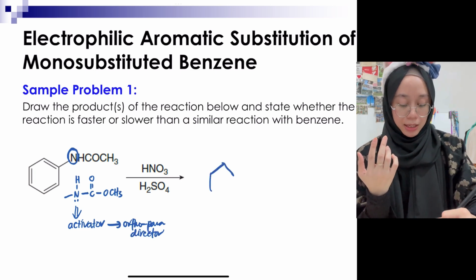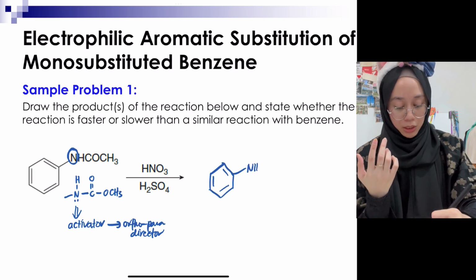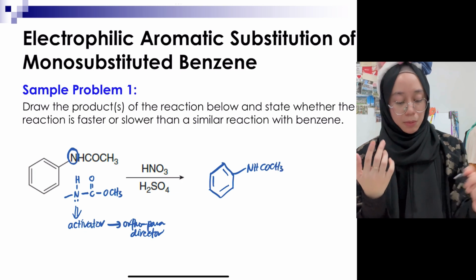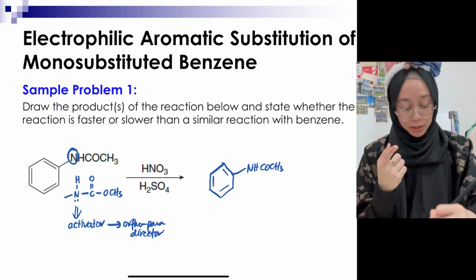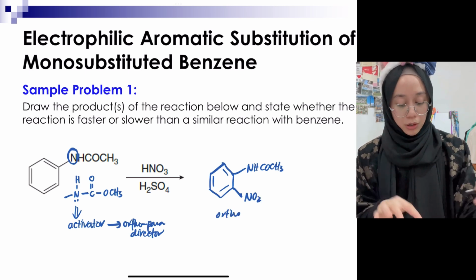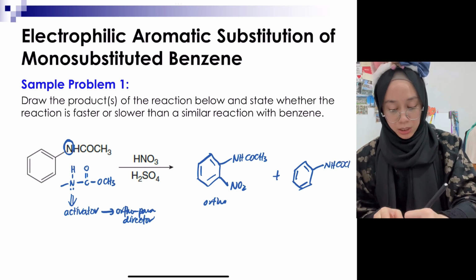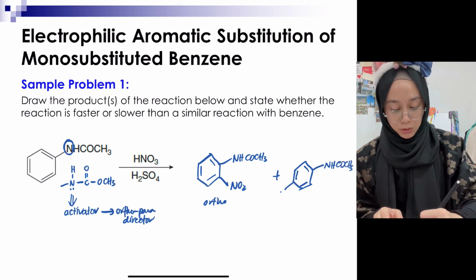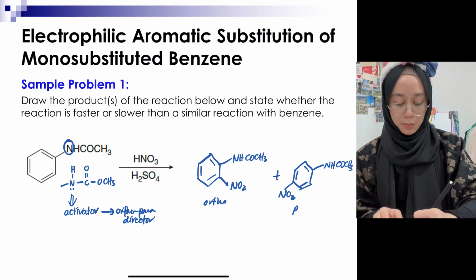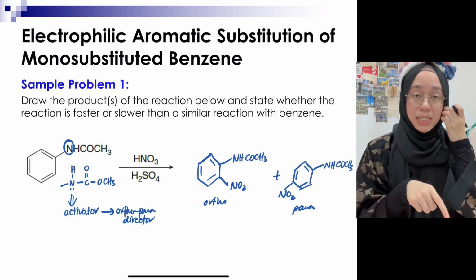Produk yang akan terhasil adalah, so kita salin balik sekejap bentuk dia ni. Panjang pula dia punya substituent ni kan, NHCOCH3 bermaksud NO2 akan masuk dekat, satu akan masuk dekat ortho. So kita dapat satu ortho. Okay, another one adalah akan masuk dekat bahagian para. NHCOCH3, so yang ni akan masuk NO2 kat sini. So kita dapat para. So kita ada dua produk, two main product yang terhasil from this reaction here.